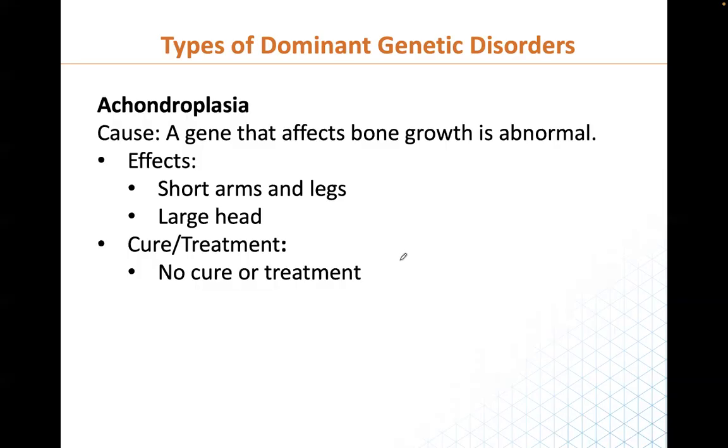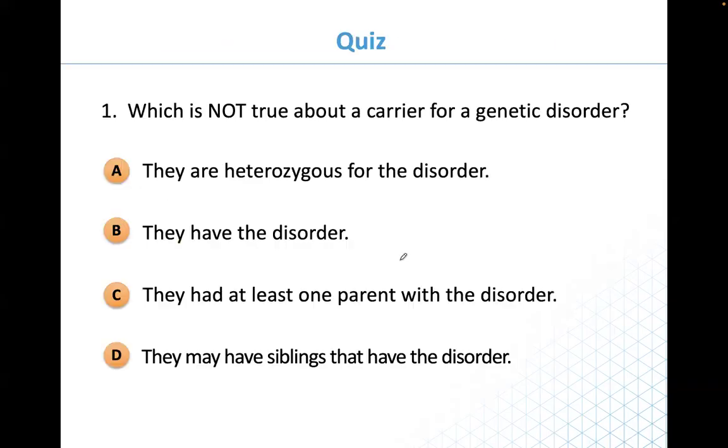The last one is achondroplasia. A gene that affects bone growth is abnormal. It causes the child to have short arms and short legs too. They usually have a large head, and there's no treatment for this too.